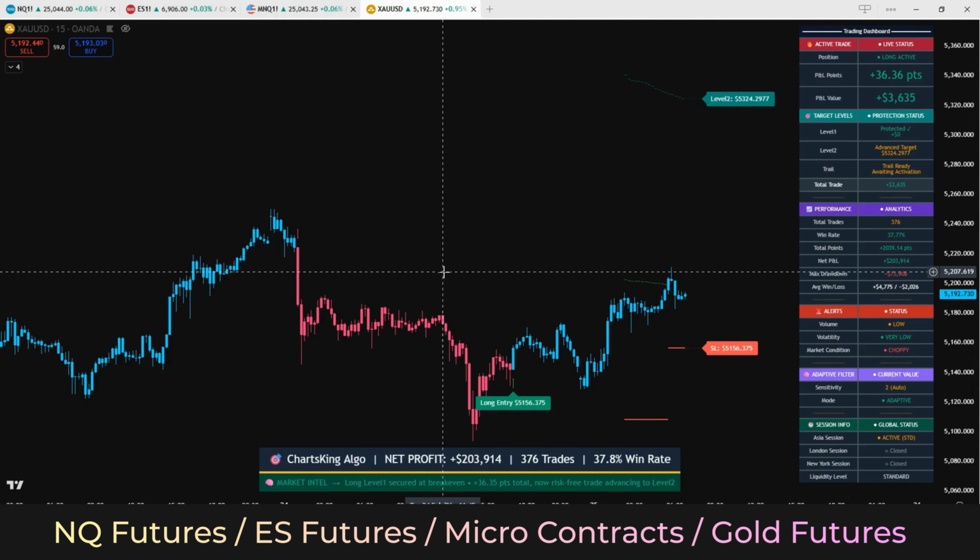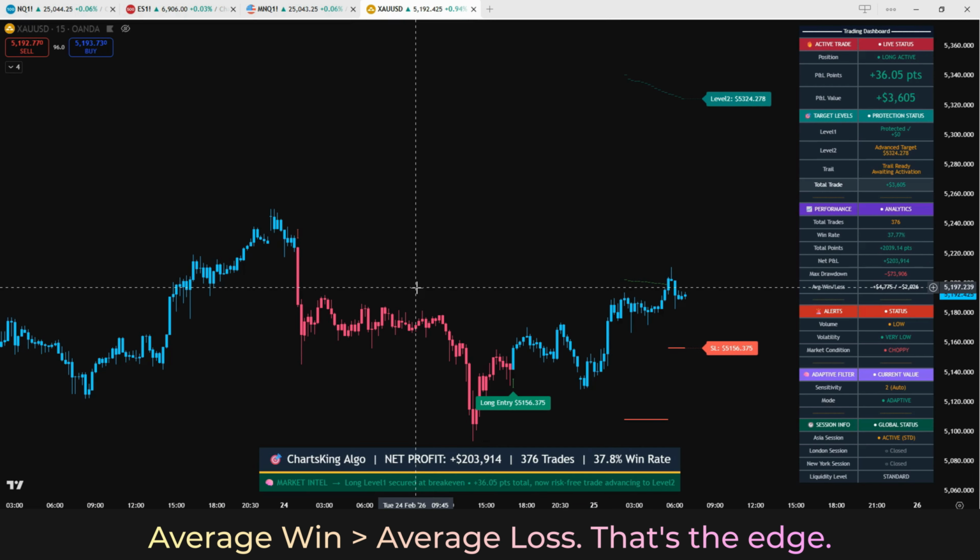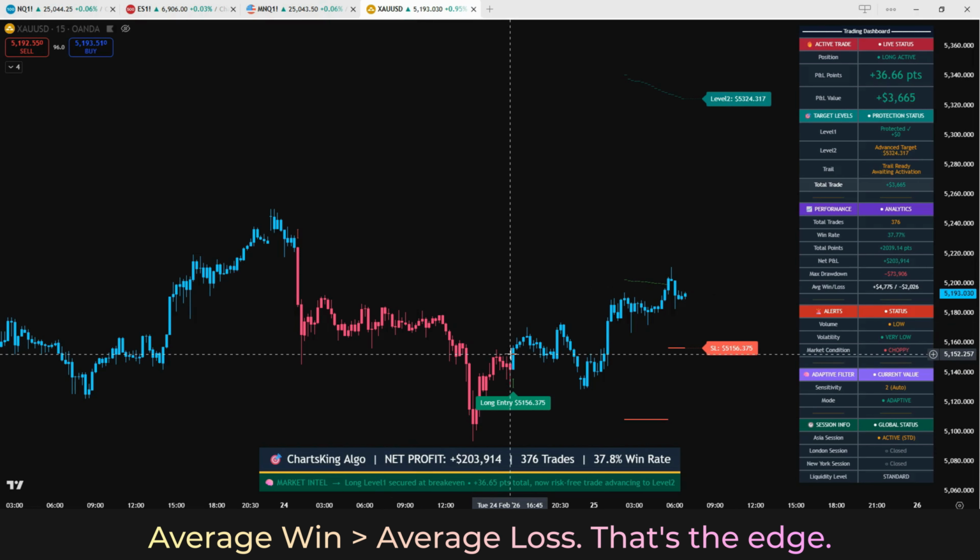Okay, let's go into a deep dive and let's break this down like you are 5 years old. Because honestly, that's how it should work. When you see a signal appear like this, that's your entry. ChartsKing Algo has already done the hard work. It's looked at momentum, trend, strength, volatility, and it's saying this is your moment.